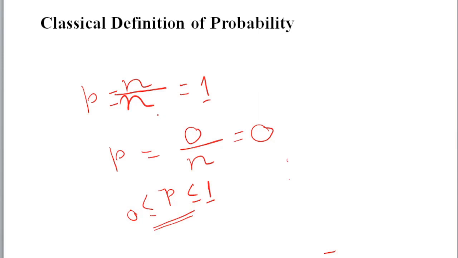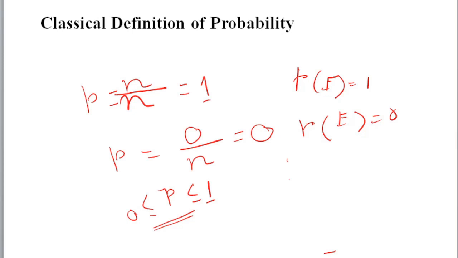If the probability of an event E is equal to 1, that is called a certain event, and if the probability of E is equal to 0, this is called an impossible event.